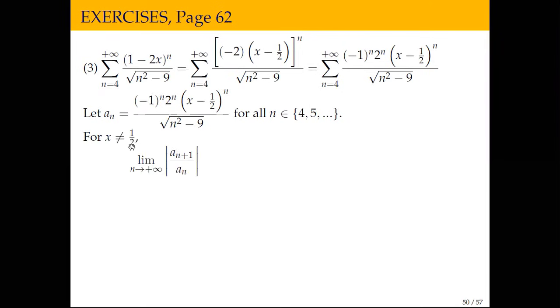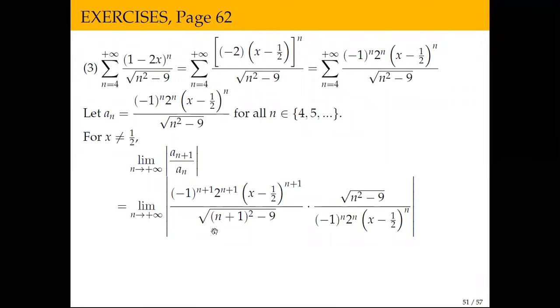So for all x that is different from the center, we take the limit of the absolute value of a sub n plus 1 over a sub n as n goes to positive infinity. As you replace values for a sub n plus 1 and a sub n, you'll get the following. So this is your a sub n plus 1, this is the reciprocal of a sub n. The absolute value of -1 raised to n plus 1 is just 1. So the absolute value of this will just be equal to 1. The absolute value of this will just be equal to 1. 2 raised to n plus 1 over 2 raised to n is just 2.